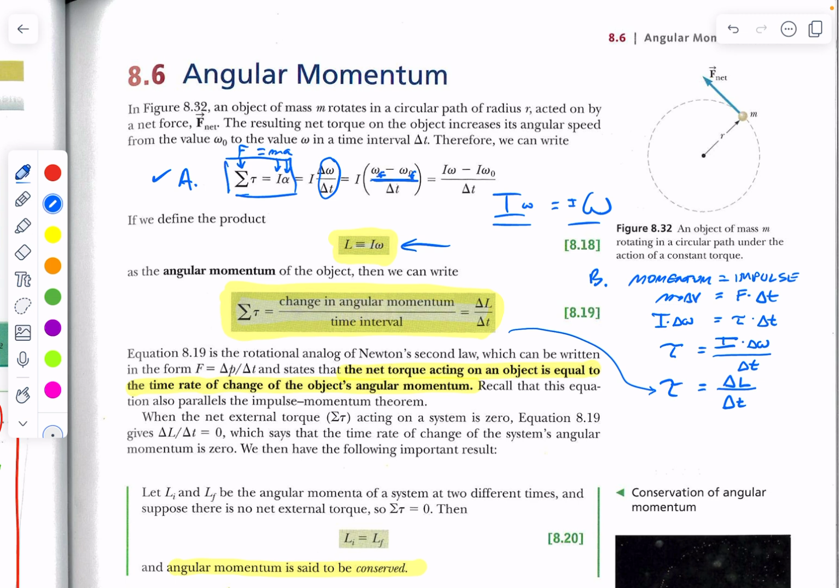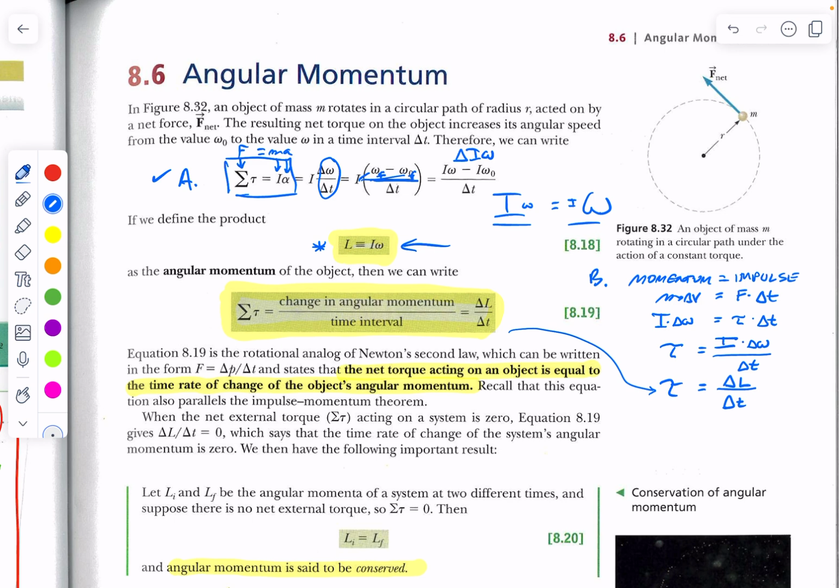And then we multiply both omegas by I. And so here we get my change in I omega right there in the numerator, and change in time in the denominator. And if we define my I omega right here with the letter L.